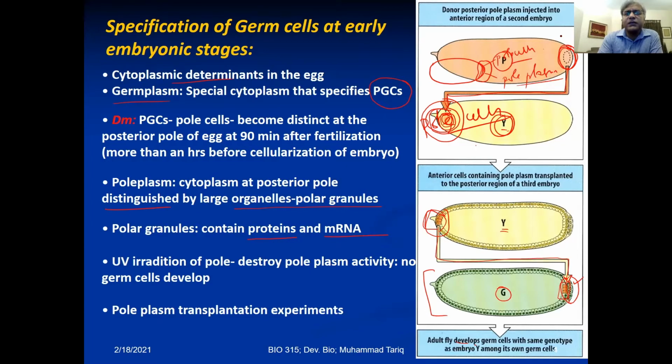There's another experiment you can simply do. You can use UV radiation and expose this region in a very specific way. You ablate or destroy this region, so all the pole plasm is exposed to UV, and then you see the development of the future progeny of this embryo. And what you see is you don't get future progeny because no germ cells develop. So it again proves that the pole plasm contains specific determinants.